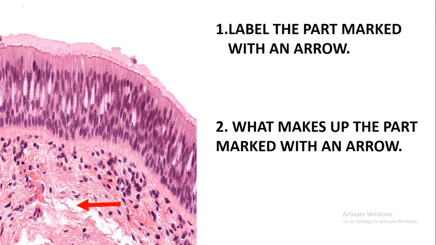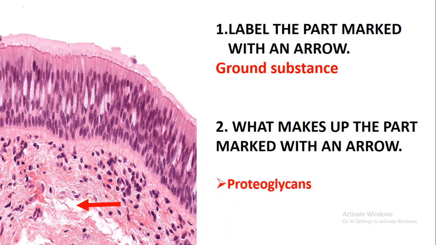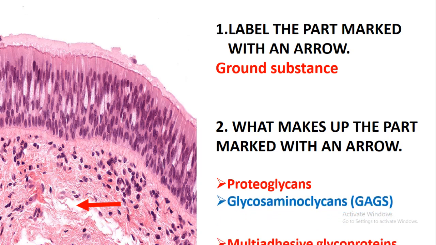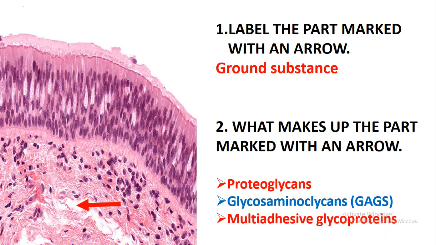If you look at the part marked with the arrow, this is the part within the connective tissue, and this part is the ground substance. So what makes up the part marked with an arrow? There are proteins in the extracellular matrix, and we also have the ground substance such as the proteoglycan, GAG, and the other content. So the first one you can give is the proteoglycans. You can talk about the GAGs, which are the glycosaminoglycans, and then you can talk about the glycoproteins.